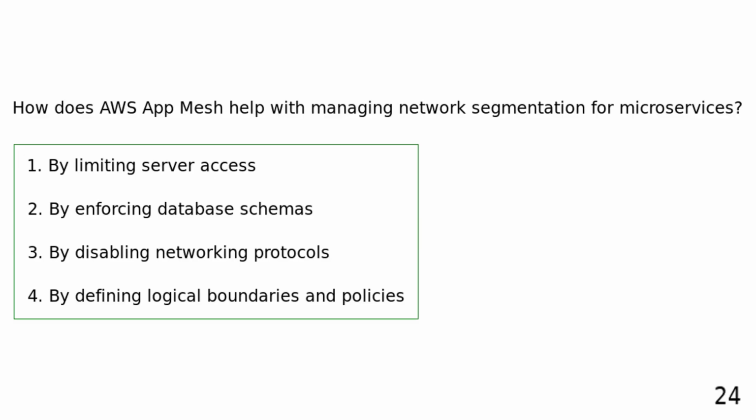How does AWS App Mesh help with managing network segmentation for microservices? By limiting server access. By enforcing database schemas. By disabling networking protocols. By defining logical boundaries and policies.